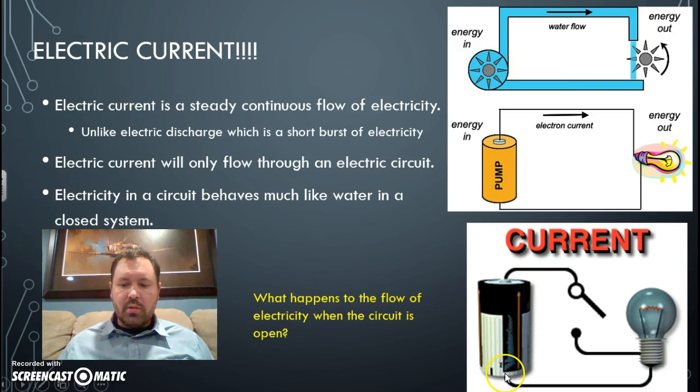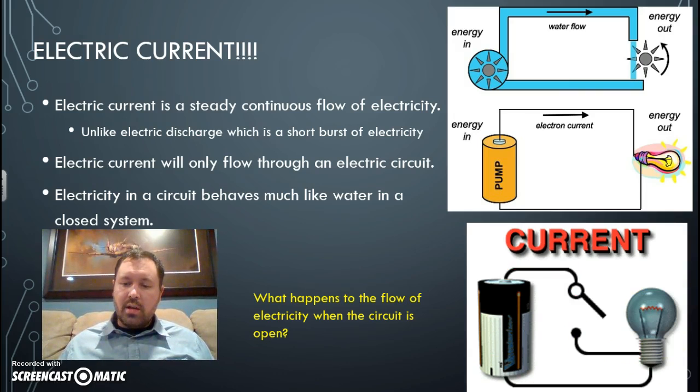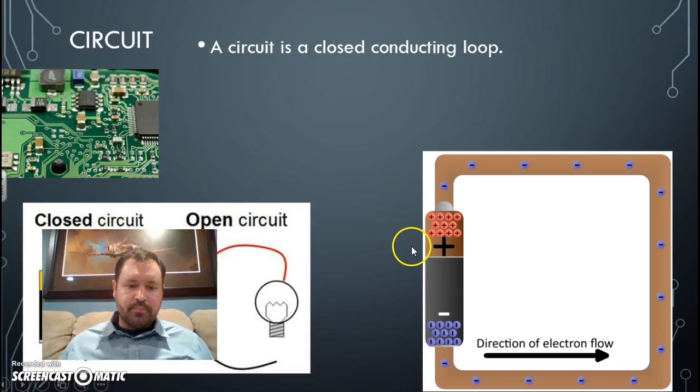And take a look here. We've got the electrons flowing from the negative part of the battery. We'll talk more about that here. Going to the load, which would be the light bulb, and then back to the positive side of the battery. Notice the electricity only flows when the circuit is closed. If the circuit is open, there will be no electricity that flows. So in this case, this is a current, and the current has to go through a closed circuit.